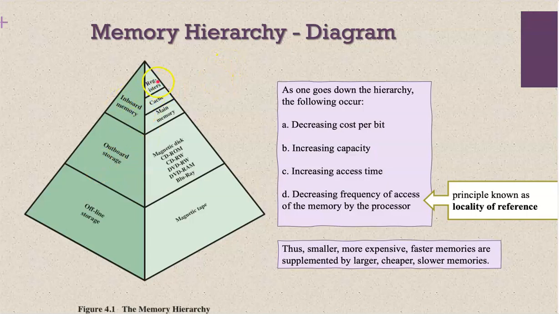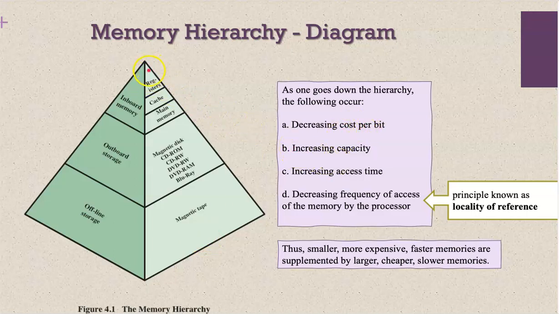So inboard memory such as registers, cache and main memory, and outboard storage, this one is outdated. We have others now. And then for offline storage, of course, this is also outdated. This is like 2016 text, I believe. As one goes down the hierarchy, the following occurs. So you would get decreasing cost per bit. Remember, if you have a factory, the cost goes down. Decreasing cost per bit. The greater the capacity, the lower the cost per bit.